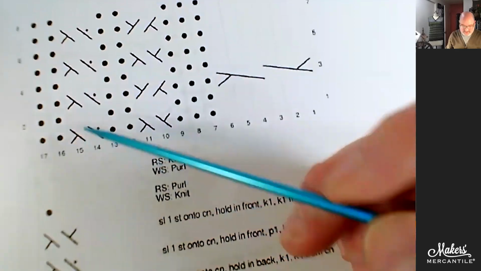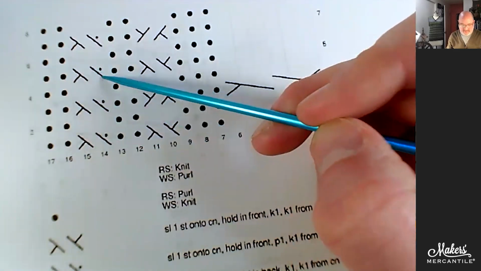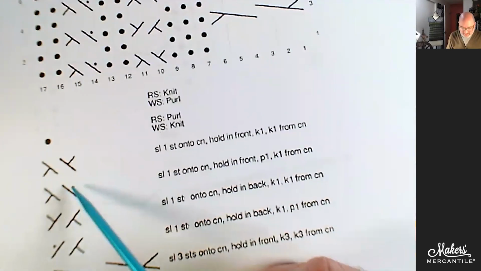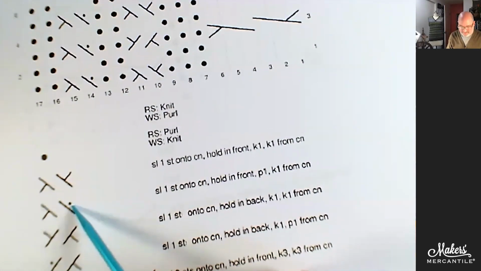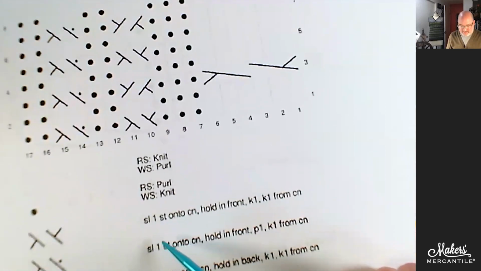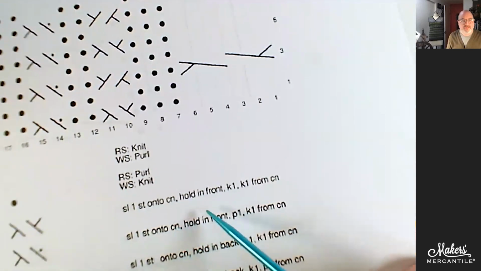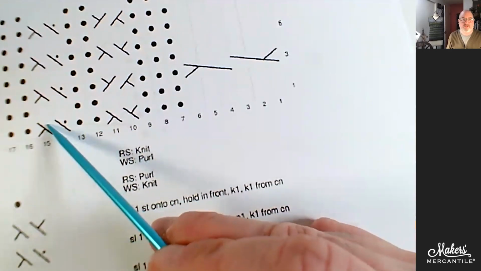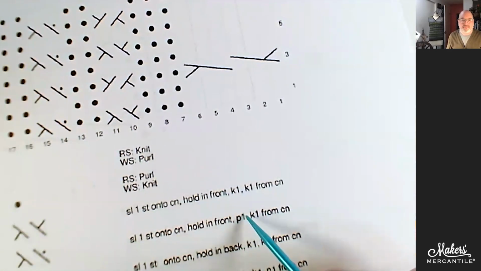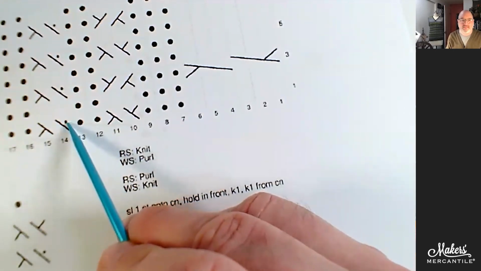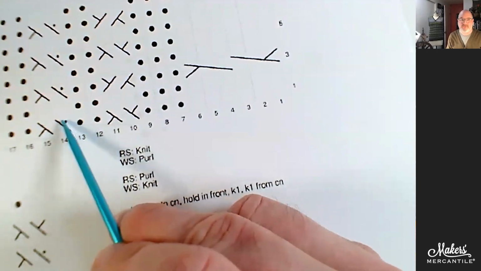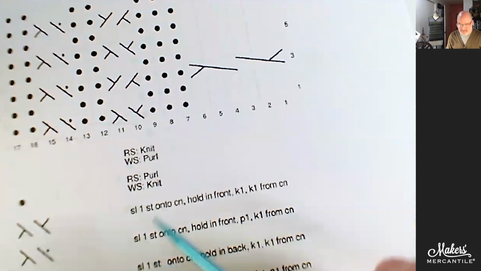The last one that's on here is exactly the same all 4 times that we see on this chart. It has this little polka dot here. And it says slip 1 onto the cable needle, hold it in front. That's just like we did here. Slip one on the cable needle, hold it in front. And then it says purl one. And that's what that little dot means. So you're going to purl the next stitch, it's over here. So it gets purled, and then knit the one from the cable needle.